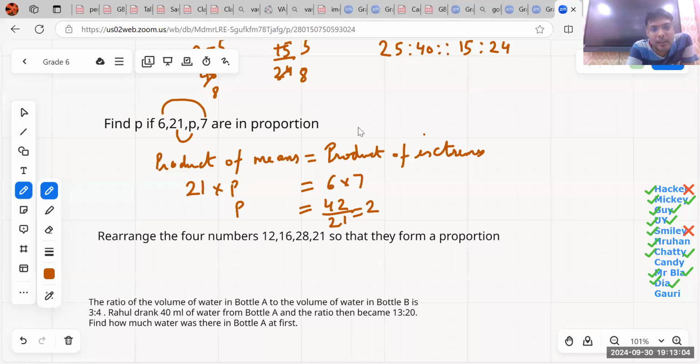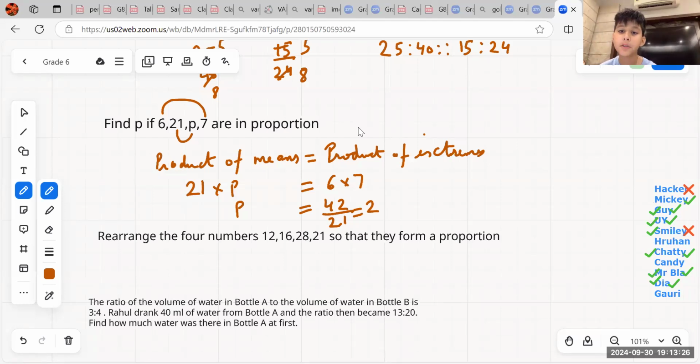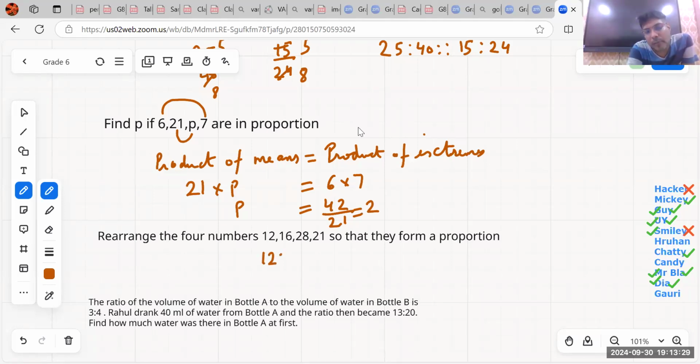Now, whenever you have to rearrange, can I tell you a trick? The numbers are 12, 21, 16 and 28. So can I tell you a trick, guys? Yes sir. If the numbers are in proportion, it will be either in ascending order or in descending order. Sir, I just checked which two numbers are divisible, so either 12 and 16 will be in proportion, 12 upon 16 is equal to 21 upon 28, or it will be 28, 21.